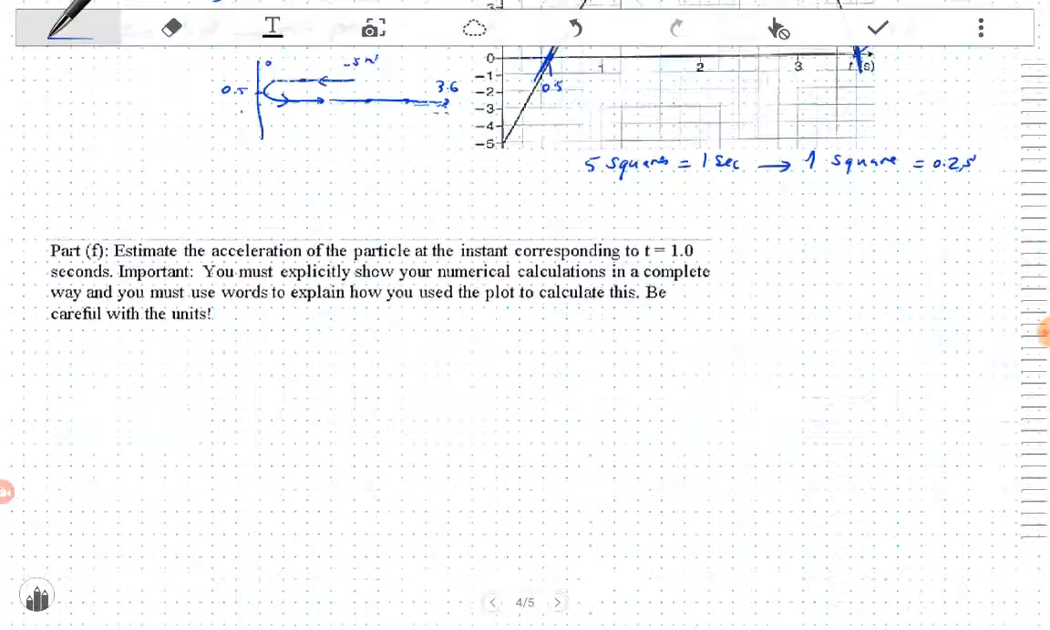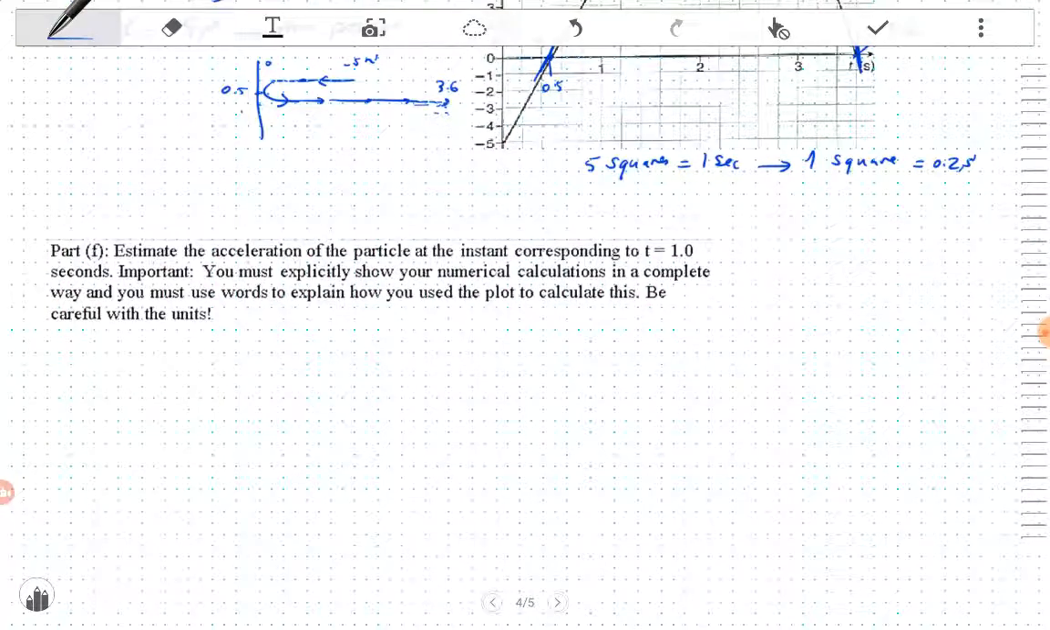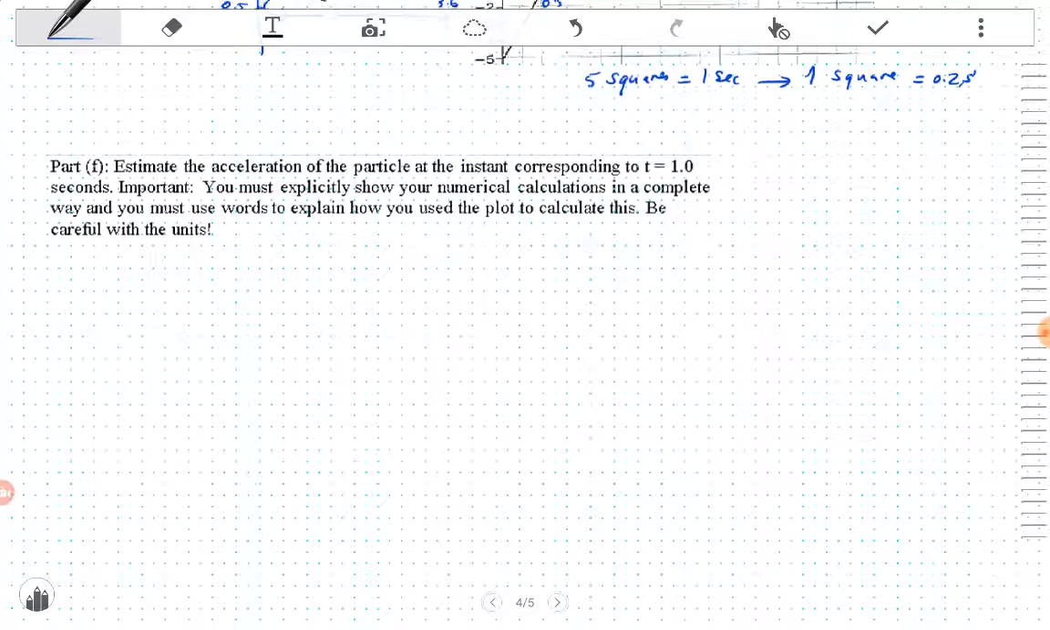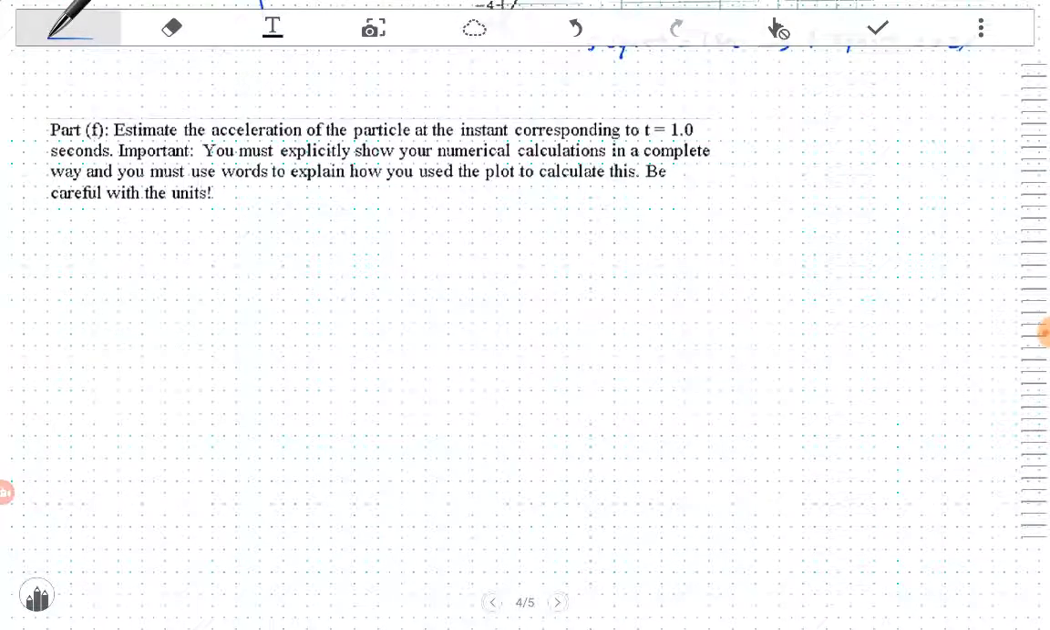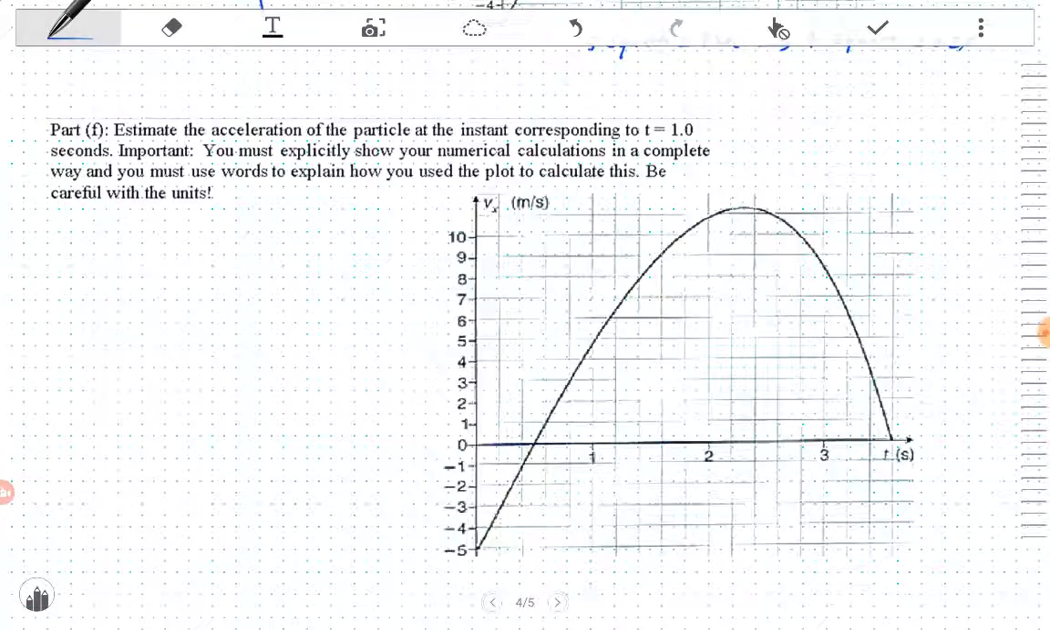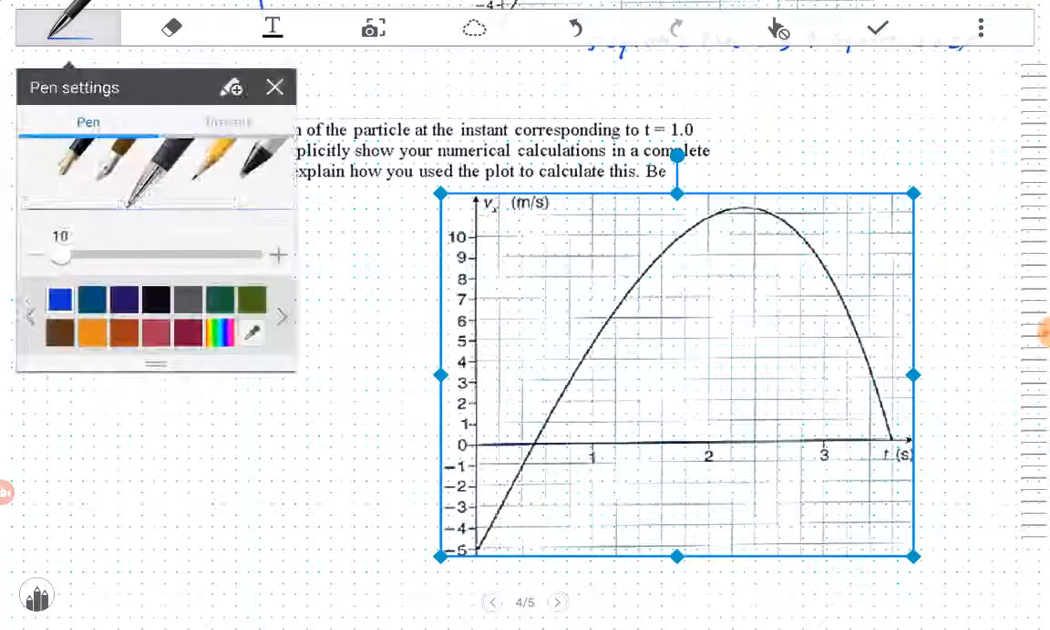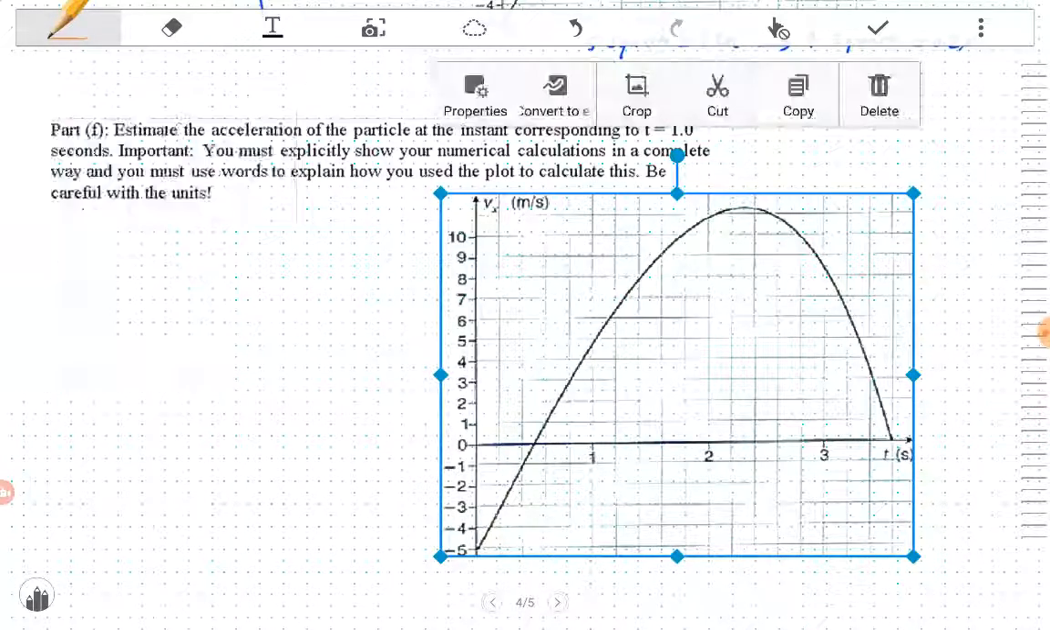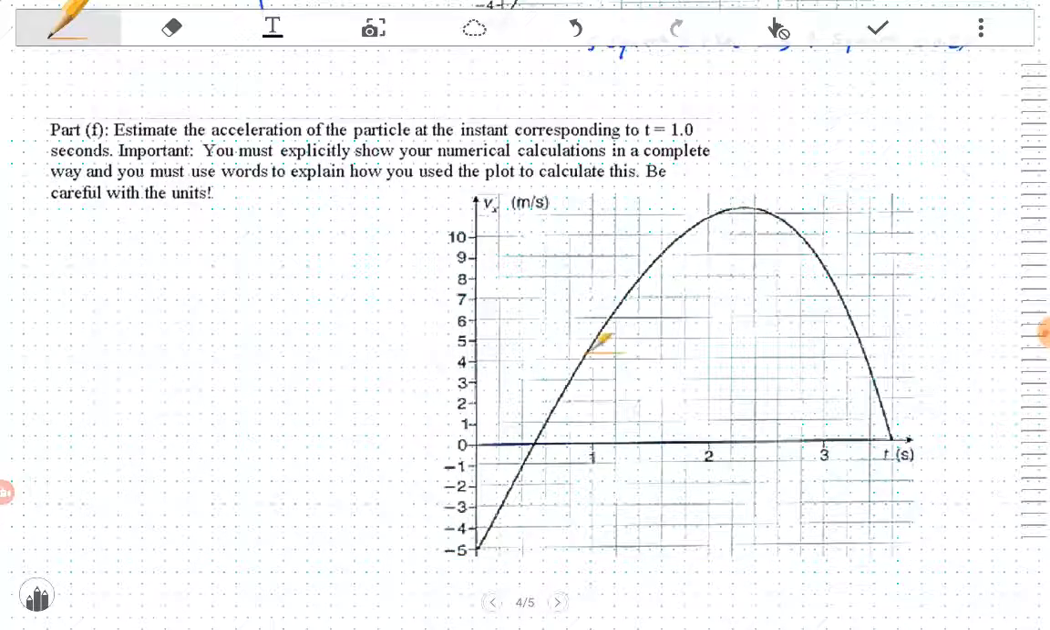Let's move to part F. Estimate the acceleration of the particle at the instant corresponding to t equal 1 second. He wants to find the acceleration at t equal 1 second. Well, let's find the acceleration using the gradient. Here, t equal 1. So at this point, you should make a straight line and find the slope of this straight line. The straight line, as you can see, coincides with the curve itself.